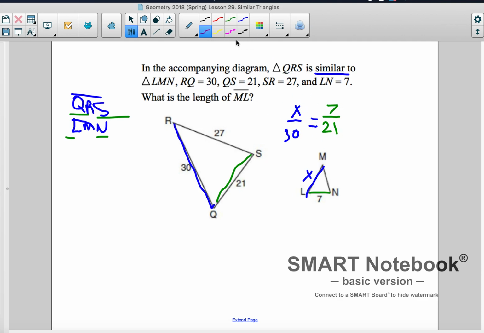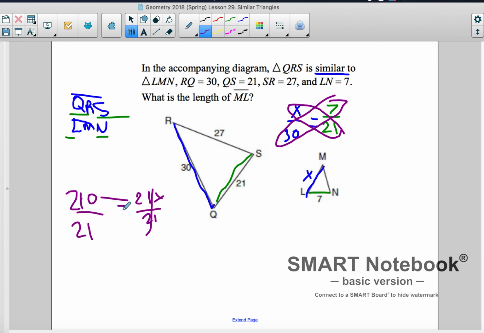So what I end up doing now is we see a fraction that's equal to another, a ratio that's equal to another. We're going to cross multiply those guys. And we end up with 7 times 30. 7 times 30 gives us 210. And then we get 21x. Okay, we divide by 21, and we are left with 10. 210 divided by 21 should give you 10.